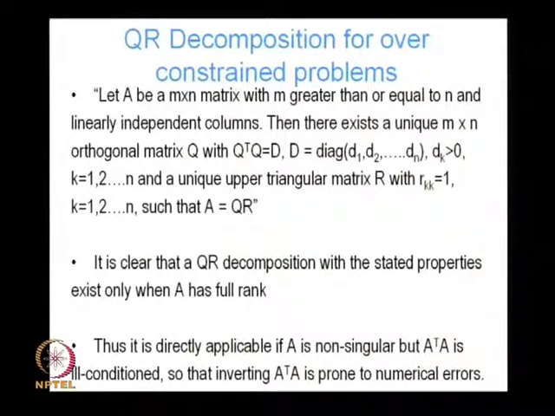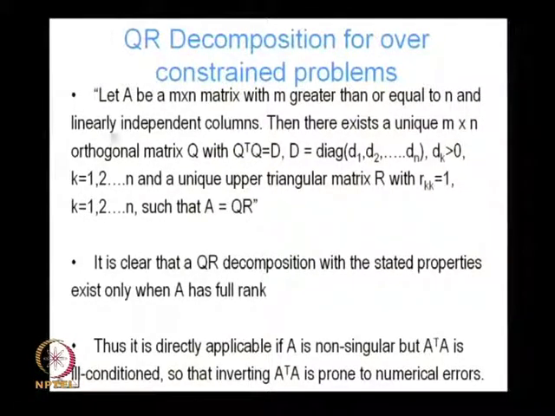In that case, we said that the proper way to go about doing this problem is probably to do a QR decomposition. The QR theorem says that let A be an m by n matrix with m greater than or equal to n and linearly independent columns, then there exists a unique m by n orthogonal matrix Q such that Q transpose Q is another diagonal matrix D with all positive entries, and a unique upper triangular matrix R with 1 on all the diagonals, right, a unit upper triangular matrix R. So A is equal to QR, where Q is an orthogonal matrix and R is a unit upper triangular matrix.